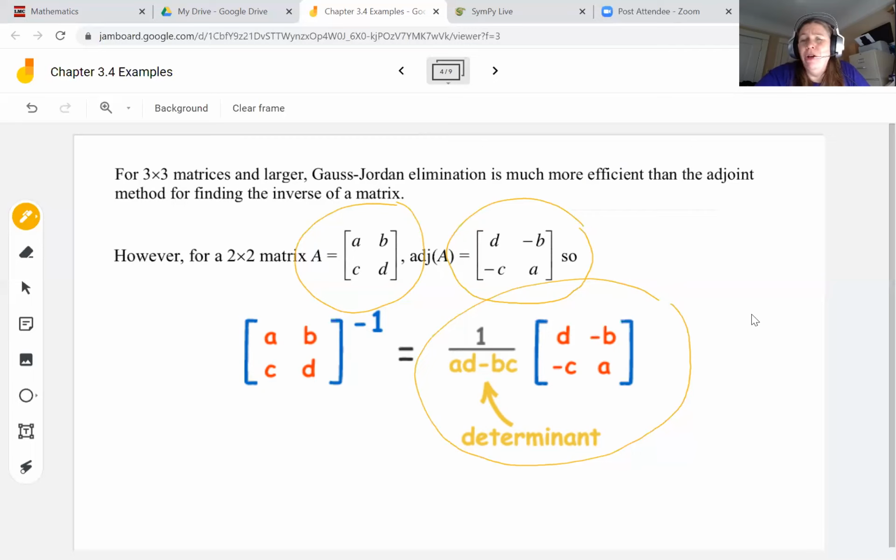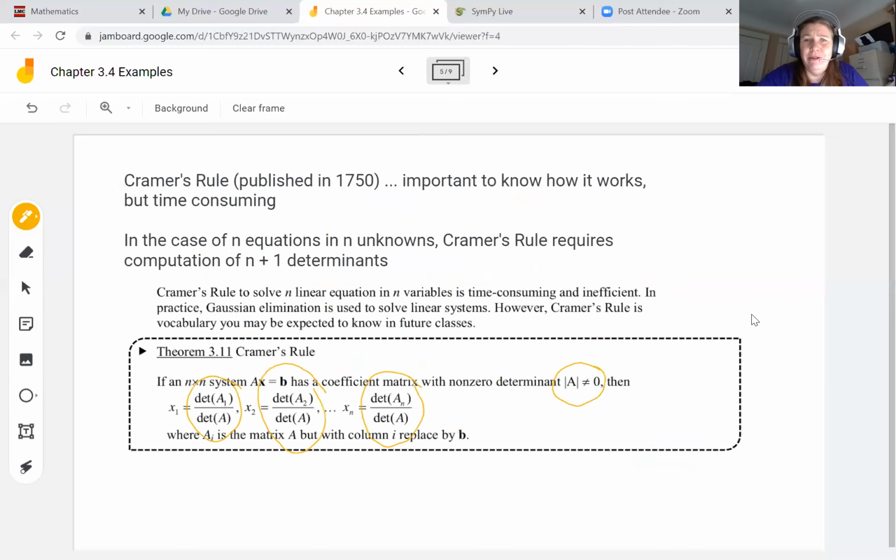So we saw earlier, back in chapter 2, that it's pretty efficient to use this 2 by 2 formula for the inverse of a matrix. So it's okay to use that formula to find the inverse of a 2 by 2 matrix. For the inverse of a 3 by 3 matrix and higher, go ahead and use Gauss-Jordan elimination, or your graphing calculator or other technology.